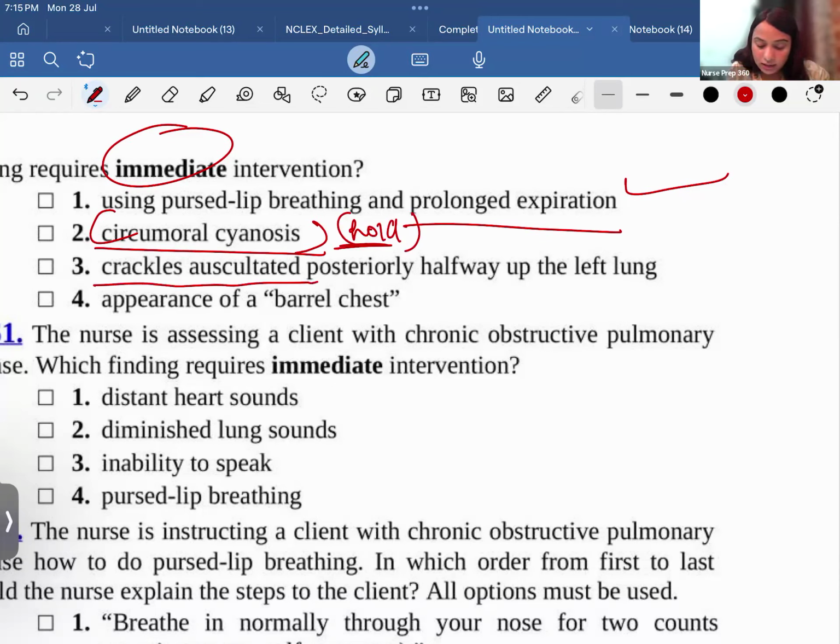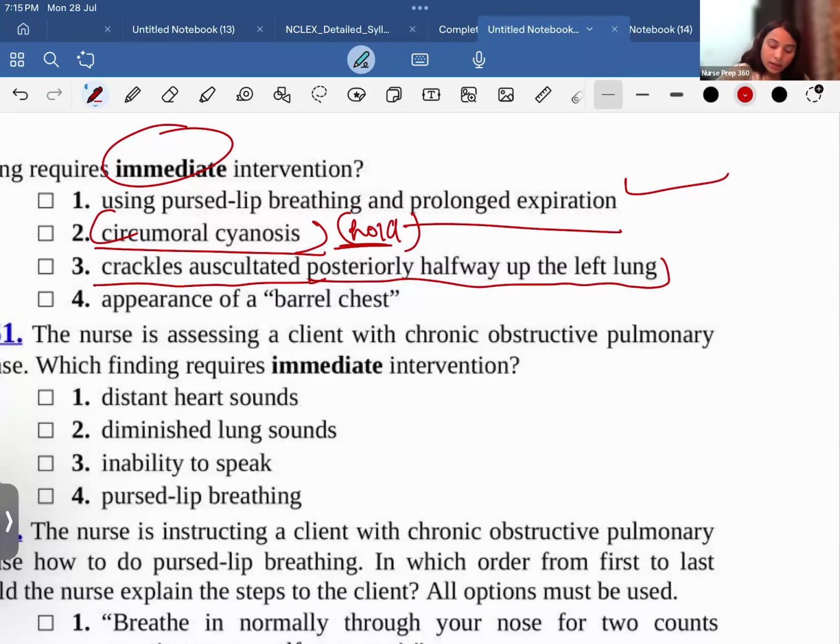Next is crackles auscultated posteriorly halfway up to the left lung. Does anyone think this is the answer? Who's thinking this is the answer? Rupa, why? First thing, crackling is an emergency, ma'am, and the posterior half of the lung is like silent. Posterior halfway up to the left lung means the upper part of the lung.